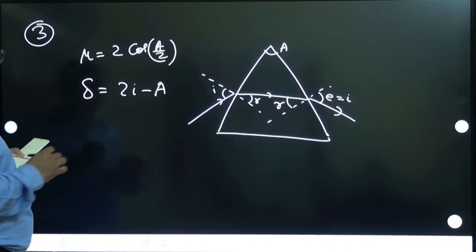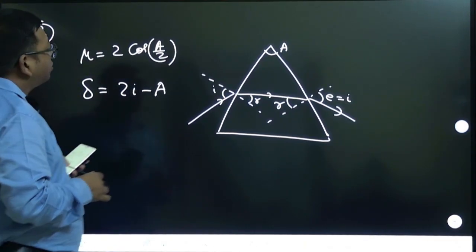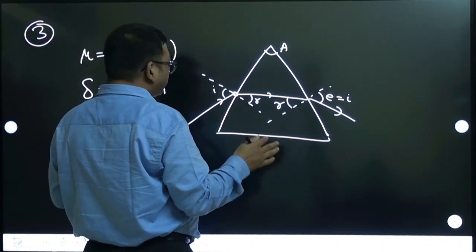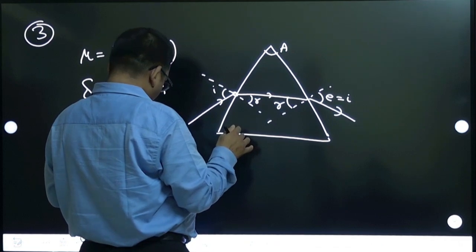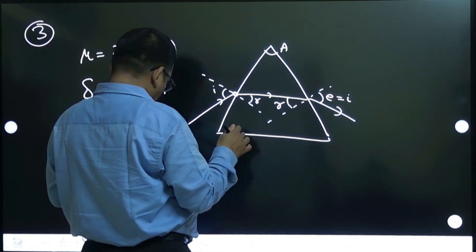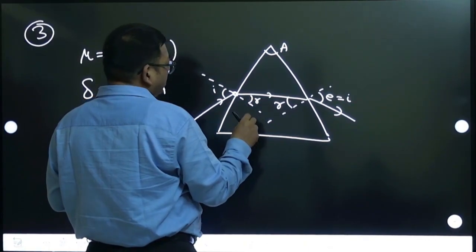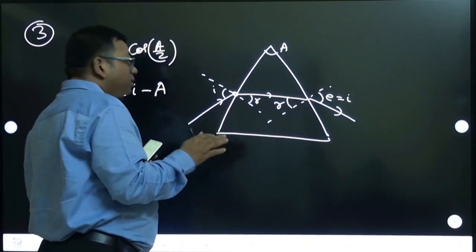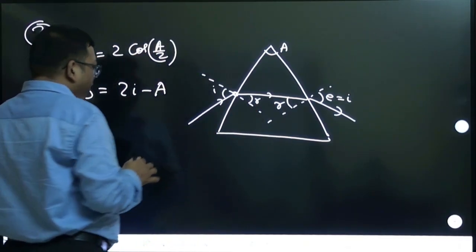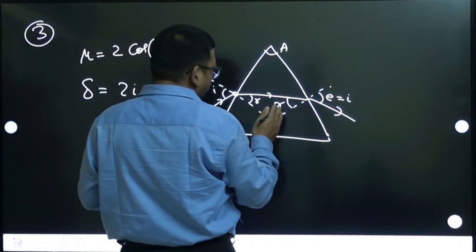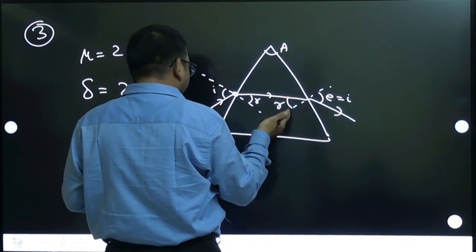We need to check the range of A. Suppose they are saying that total internal reflection is not happening. Without total internal reflection, this angle R is not the critical angle. So what should this angle R be? Should it be less than or larger than?